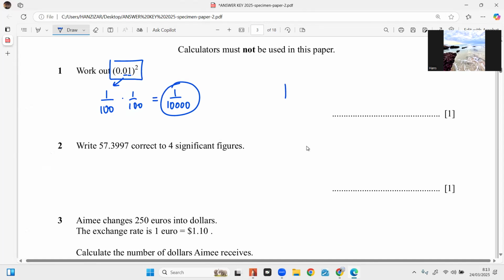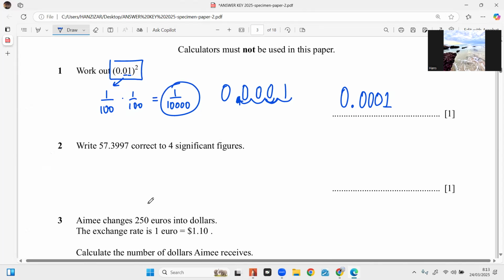So for 1, you move the decimal point 4 places to the left: 1, 2, 3, 4. These are the decimal places, and you put a zero in each place. So 0.0001. That's the answer. If you answer with a fraction, I'm afraid it's wrong, because the decimal form is required.